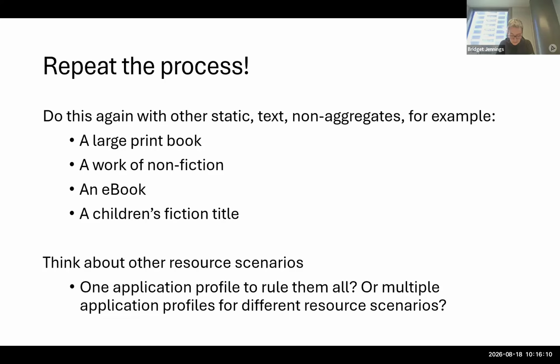As I mentioned in passing back at the beginning of webinar 1, we've been working through the most straightforward resource scenario, the best place to start. What about the others? More than one content type, text and still image, for example, poetry and short story compilations, serials, the dreaded classical CD. You can choose to have one master application profile that covers off what you need, or you could create application profiles for each of your collection scenarios, whichever makes the most sense for you.